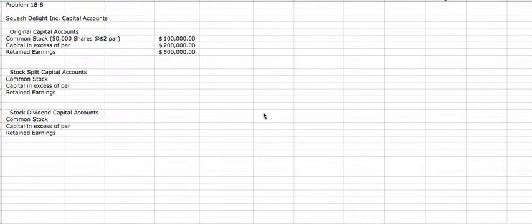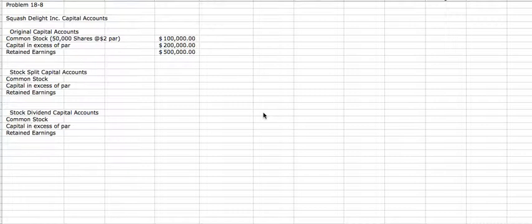Alright, so let's go ahead and work on problem 18.8 here. We're evaluating stock splits and stock dividends. Squash Delight has the following balance sheet, and I've just shown you at the top here just the capital accounts, because that's what we're going to be focusing on first and foremost. The firm's stock sells for $10 a share. We're going to have to keep that in mind. Show the effect on the capital accounts of a 2-for-1 stock split.